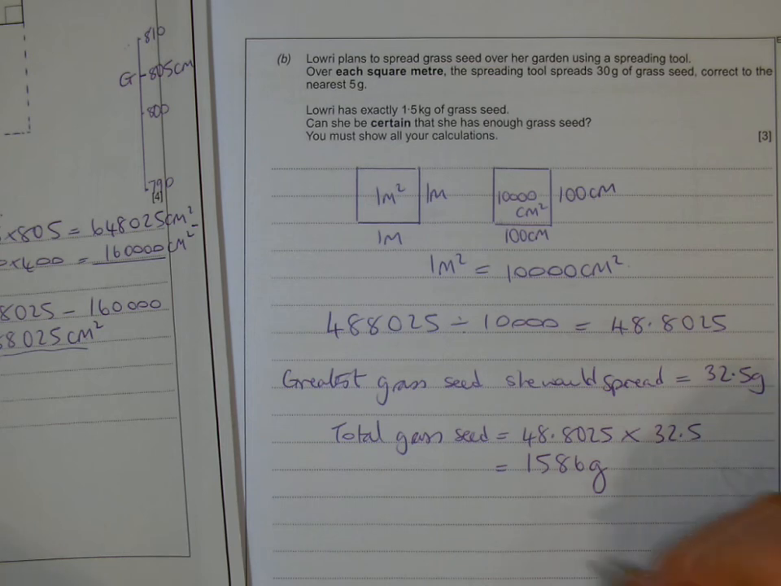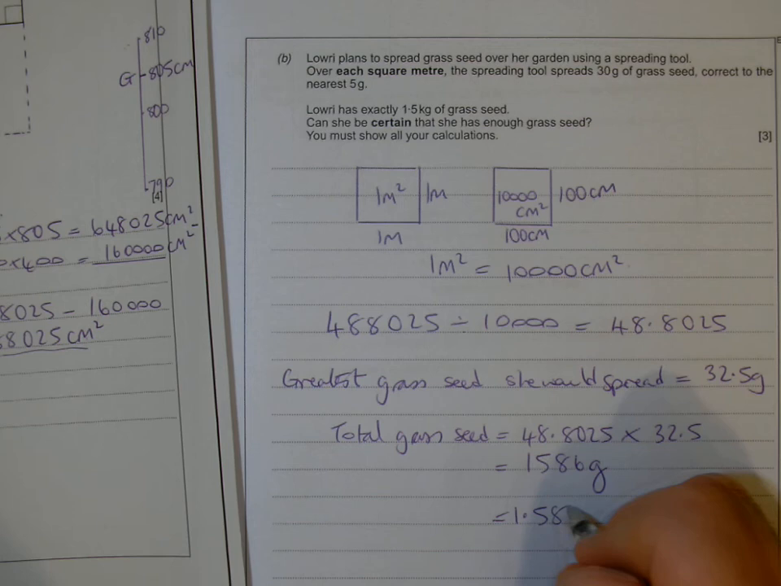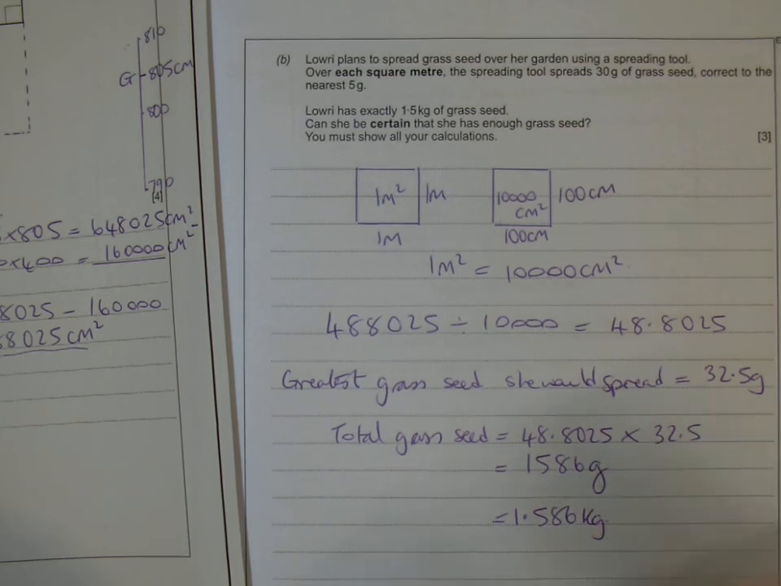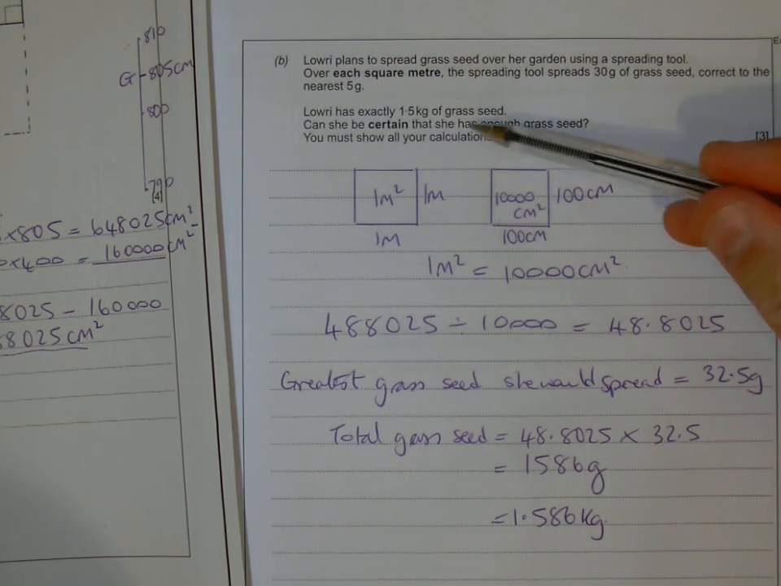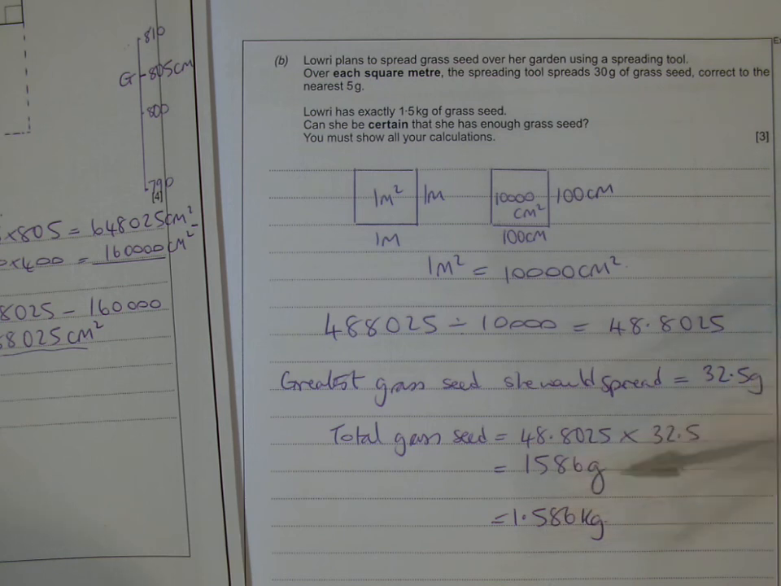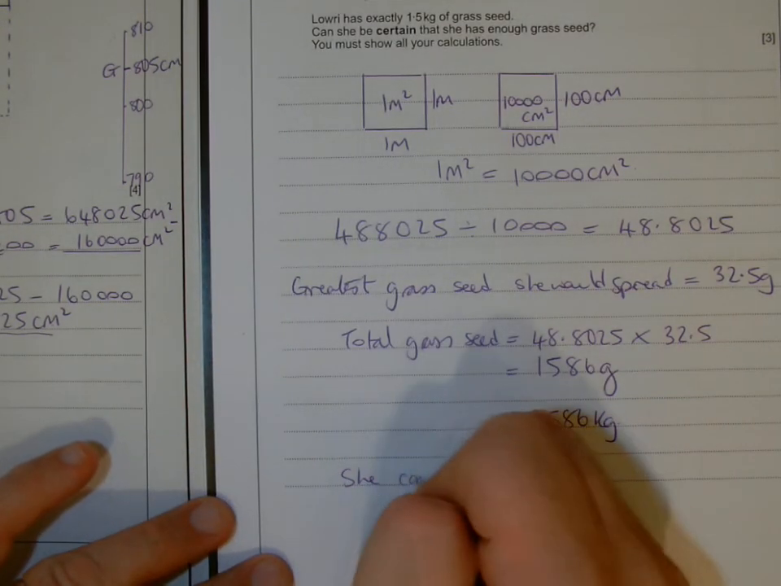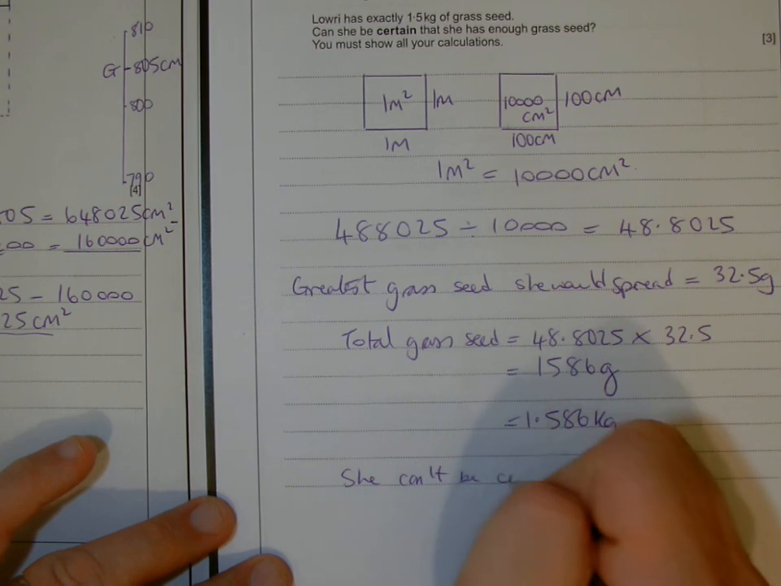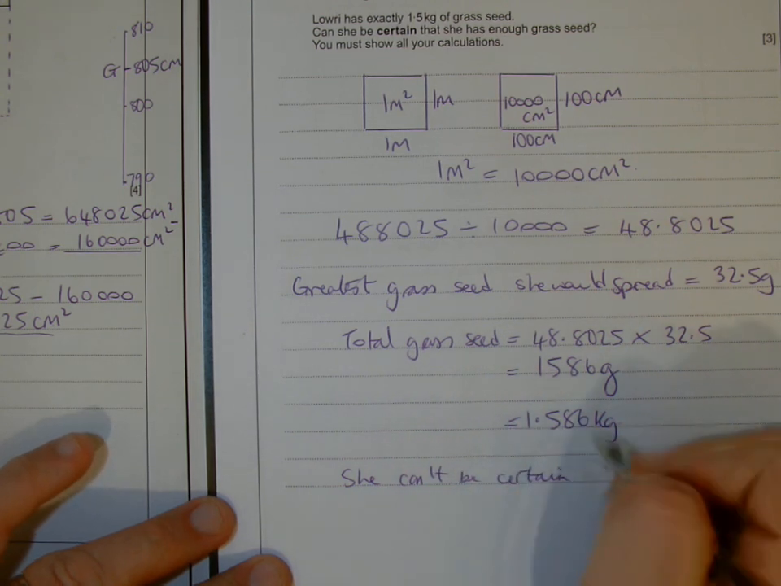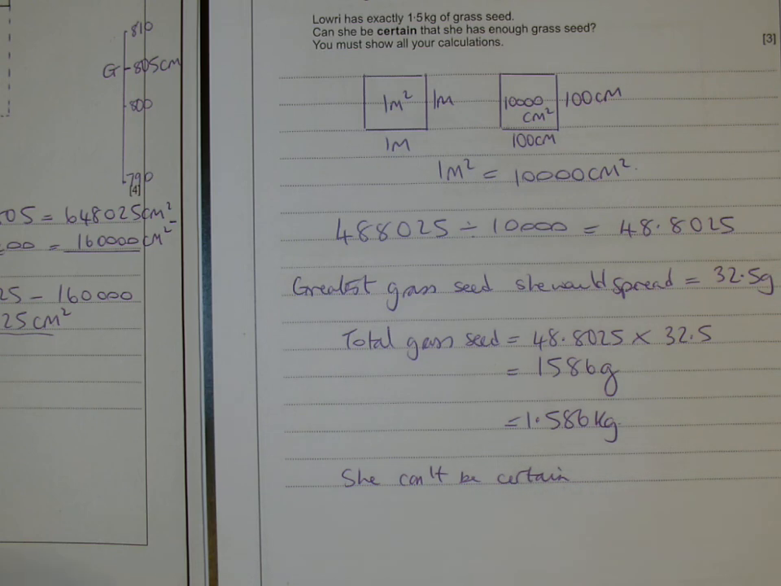To change it to kilograms, of course, a kilogram is 1,000 grams. So you need to divide by 1,000. So that will be what it is in kilograms. And of course, she's only got 1.5 kilograms. So she can't be certain. Okay. So in this case, she can't be certain, because in the worst case scenarios, she's going to use more grass seed than 1.5 kilograms.